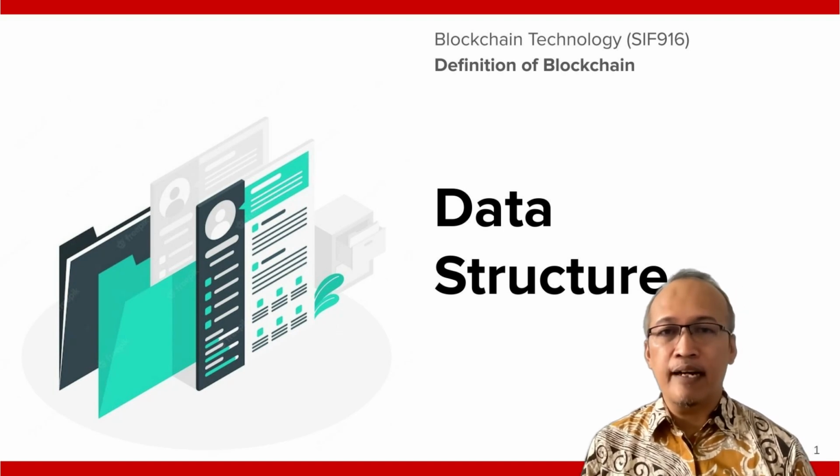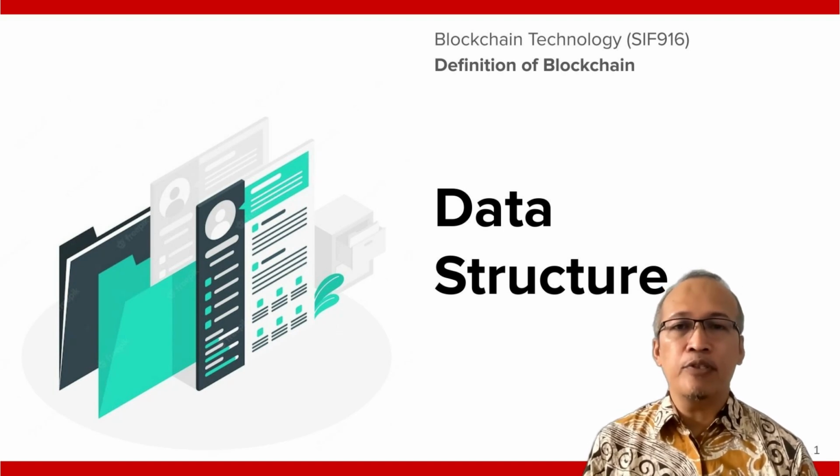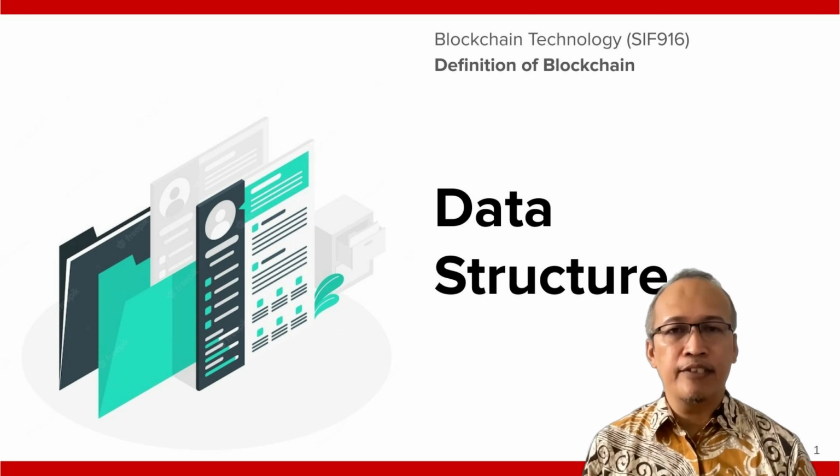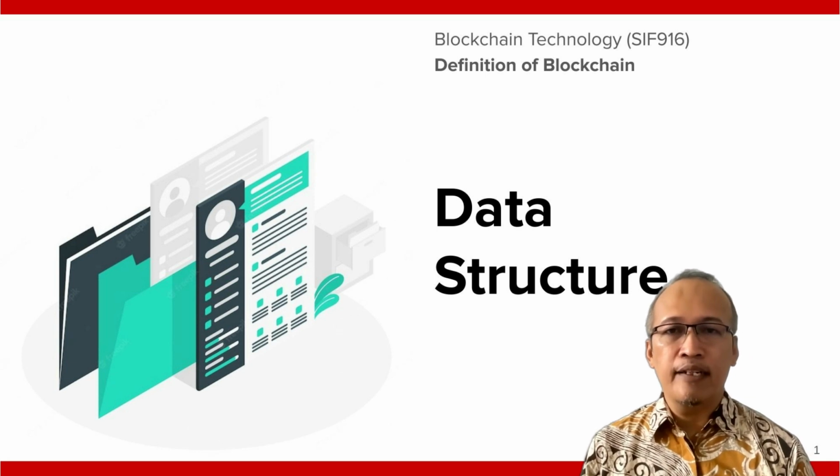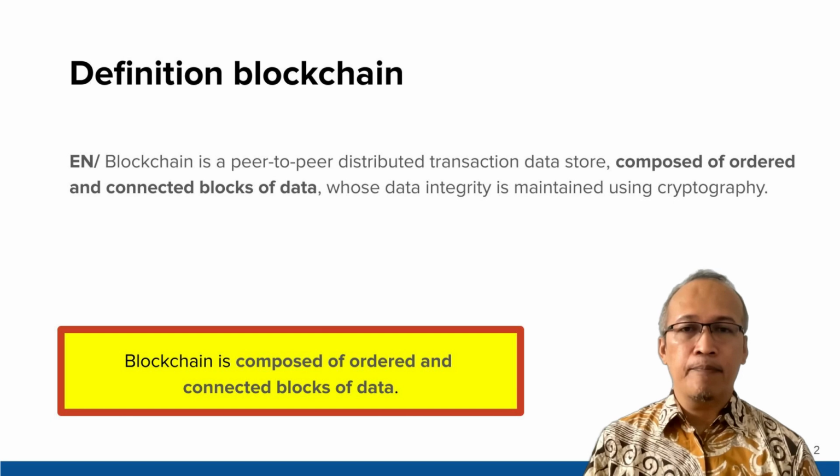Excellent. Two down, two to go. We've covered what data blockchain stores and how it's distributed. Now let's look at the third characteristic, data structure. This is actually where the name blockchain comes from. So let's figure out what exactly those blocks and chains are all about.